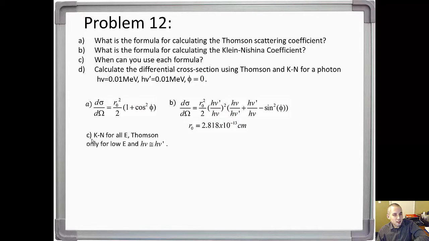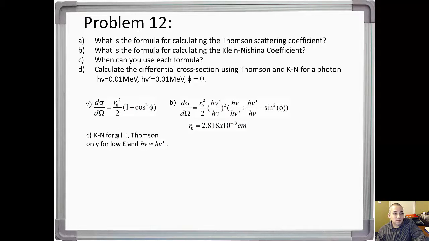So you can use the Klein-Nishina coefficient formula for all energies. Now the Thomson, which is the smaller formula, can only be used for low energies and when the incident photon energy approximates the scattered photon energy. A good rule of thumb for when you can use Thomson would be typically around 0.01 MeV, the low energy. Which brings us to D. Well, sorry, let me get back to that. Most of the time you're going to be using the Klein-Nishina formula, so this could be a formula that you may want to memorize.